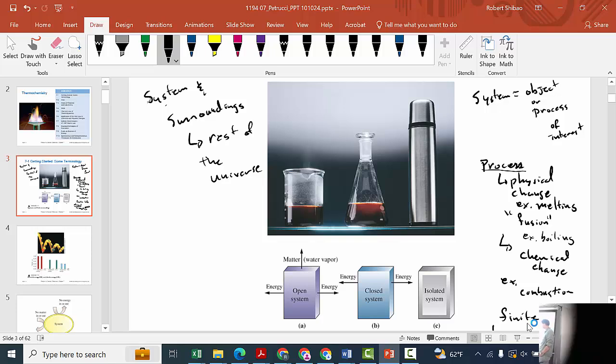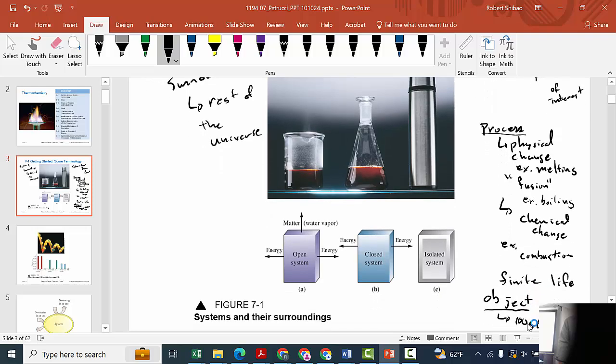So sometimes we look at things that are close to an isolated system. We look inside of it. We just make sure it's well insulated from the rest of the surroundings. So, again, as far as we're concerned, the closed system is the most important for us.